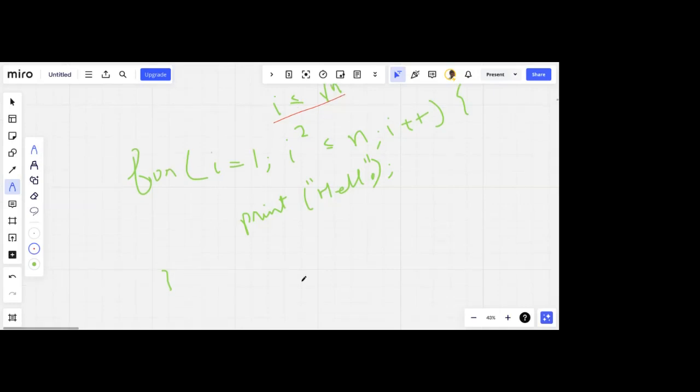So what will be the time complexity? It would be big O of root n, right? That is the number of times this print statement will be printed. Clear? Clear, everyone? In the chat?